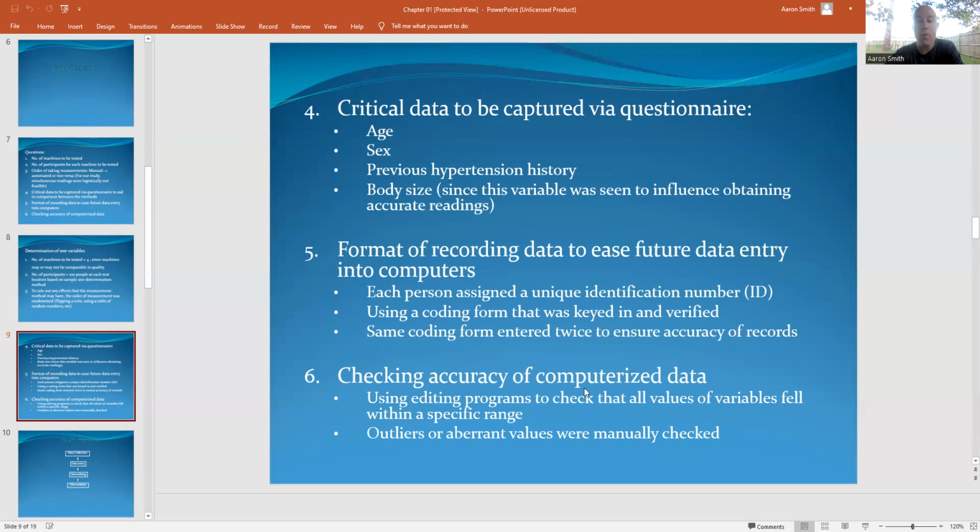Now we're going to check the accuracy of computerized data. We're going to use editing programs to check that all variables' values fell within a reasonable range of values. Outliers or aberrant values will be manually checked. So if we see something strange in our data, we're going to go and double check that. Maybe the person just slipped. They meant to hit a 9 and they actually hit a 0. They meant to hit 0, they hit 9. Something like that. Anything that's weird, we'll double check. It may be they meant to put a 0 and they put an O when they were typing it in. Maybe the person who wrote it down, their handwriting is poor. Double check it.